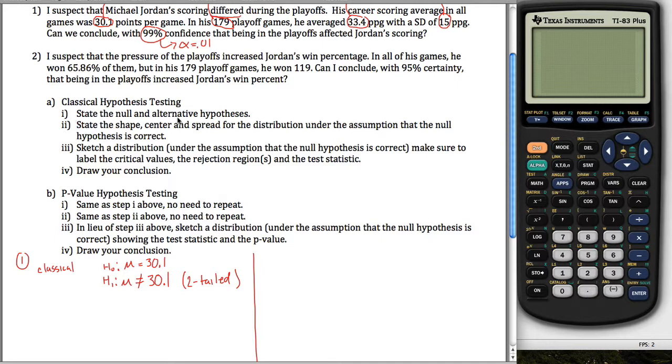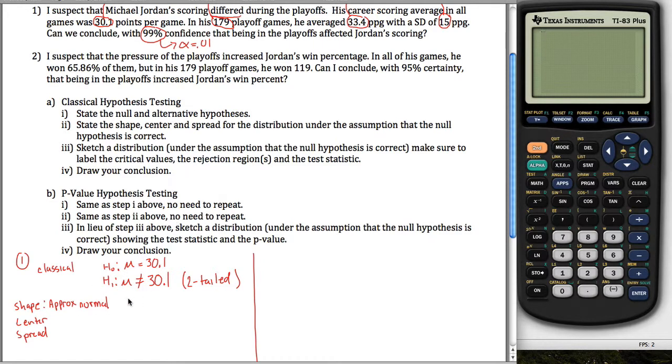So for the first one, we state our null and alternative hypotheses. Those are just these right here. The second part says to state the shape, the center, and the spread. Maybe I can do that off to the side a little. So what we want is the shape, the center, and the spread of the sampling distribution under the assumption that the null hypothesis is true. So our shape is approximately normal because it's going to have to be, because it's the only type of distribution we know how to study in this class. But we're also supposed to justify why the shape is what it is.